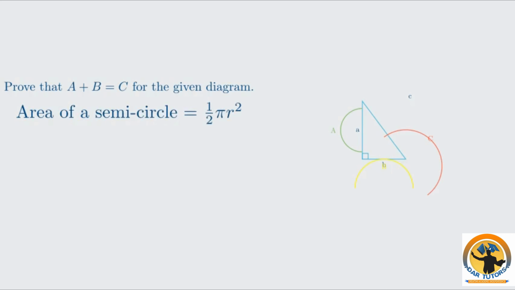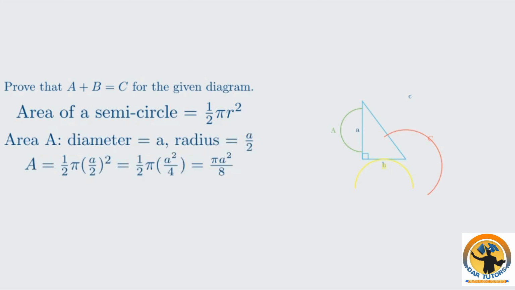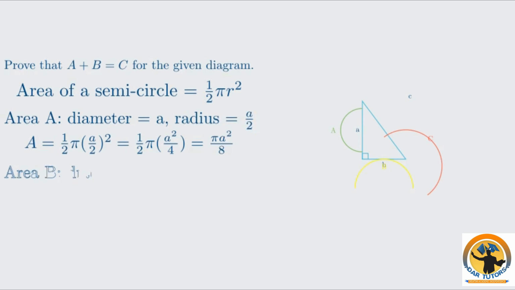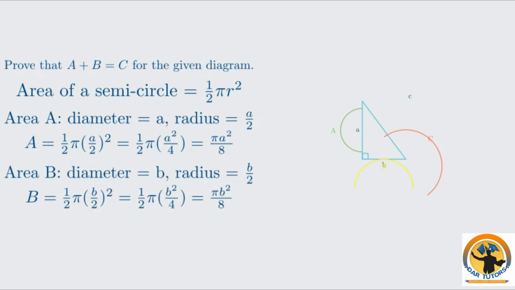First, let's recall the formula for the area of a semicircle. It's 1/2 times pi times the radius squared. For semicircle A, the diameter is a, so the radius is a over 2. Its area is 1/2 pi times a over 2 squared, which simplifies to pi a squared over 8. So the area A is pi a squared over 8. Similarly, for semicircle B, the diameter is b, so the radius is b over 2. Its area is pi b squared over 8. The area B is pi b squared over 8.